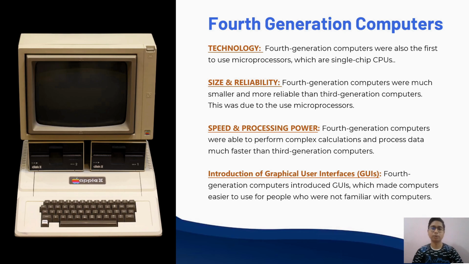Fourth generation computers. In fourth generation computers, microprocessors were used, which were single chip CPUs. Size and reliability. They were much smaller and more reliable than third generation computers. Speed and processing power was much faster than third generation computers. GUI or graphical user interface was also introduced in the fourth generation, which made computers easier to use for people who are not familiar with computers.